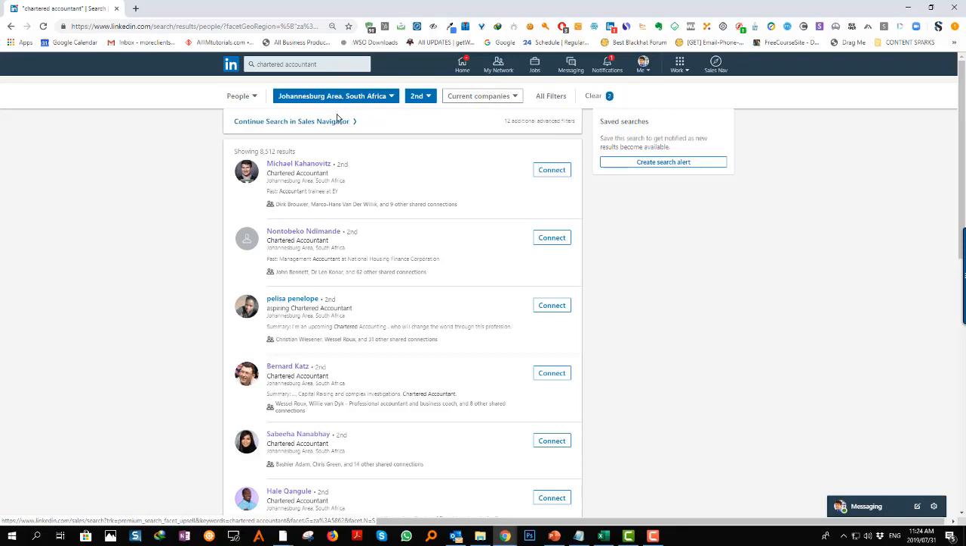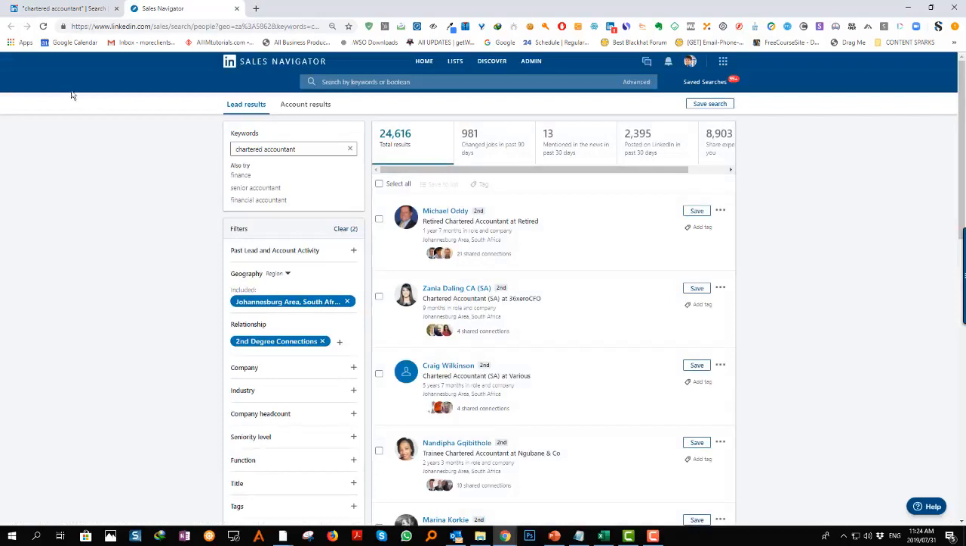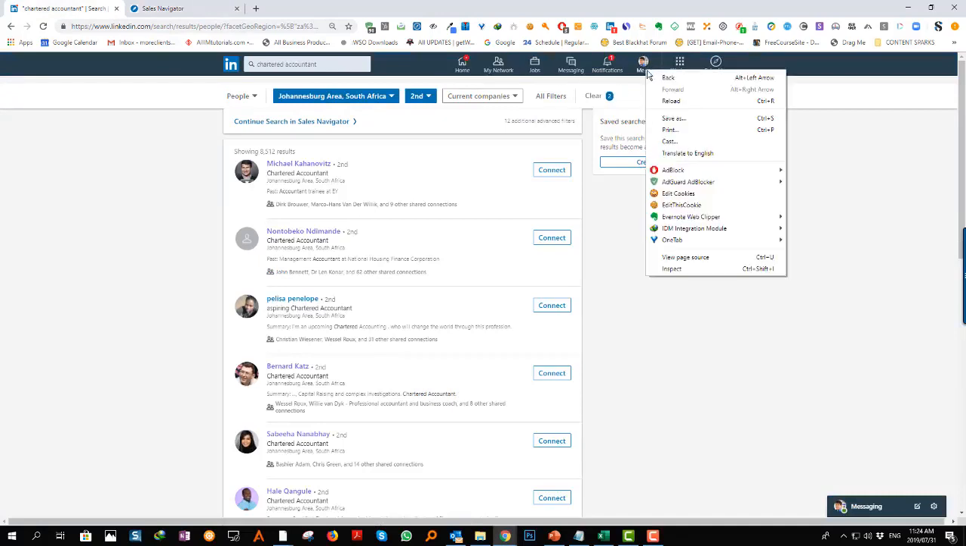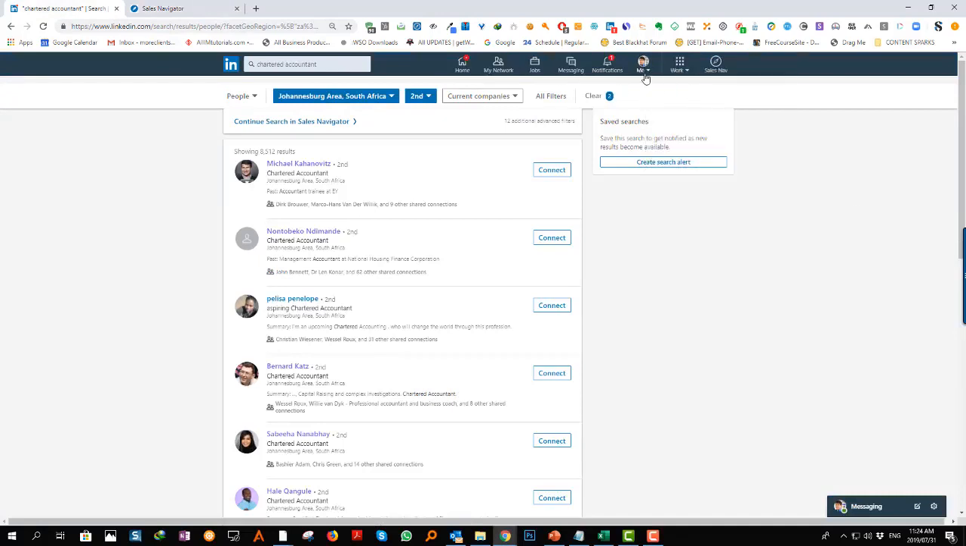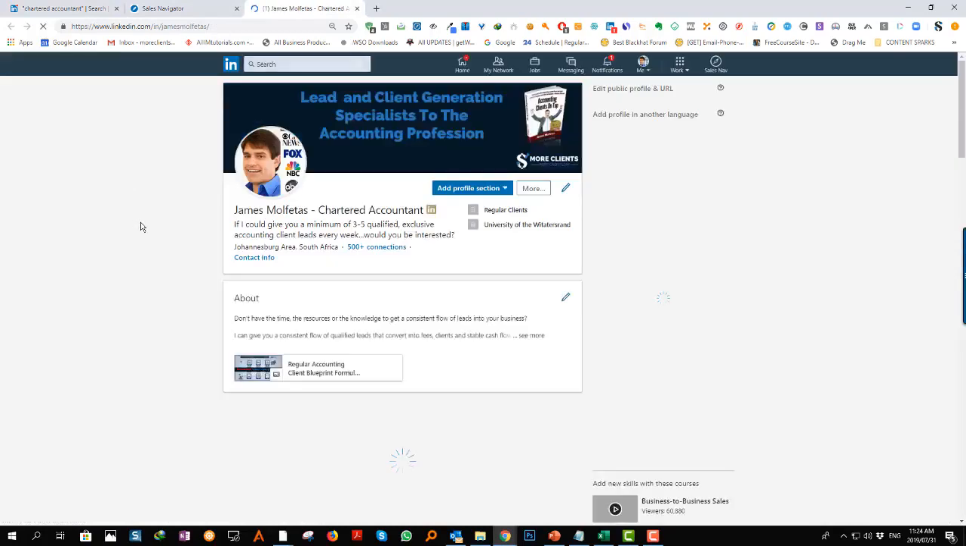So let's go ahead and let's click on this. So you can see another way to get there. There's a little icon up here that says Sales Navigator, but let's go and continue with Sales Navigator. So what it's doing now is it's opening Sales Navigator in a new window. So just to show you something here quickly, I just want to show you. This is how you would see my profile when you are looking at a profile.